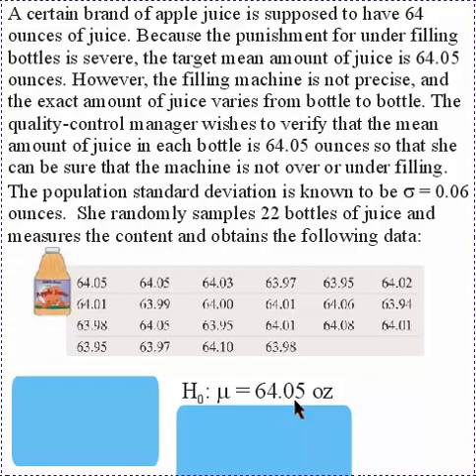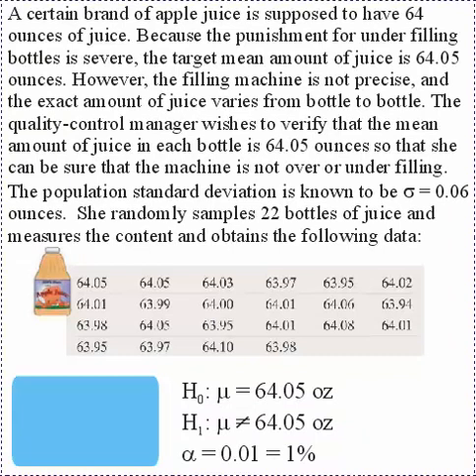Now, we don't go with the null hypothesis. What is our alternative? The alternative hypothesis disagrees with the null hypothesis. All you need to figure out for the alternative hypothesis is which inequality to put in there. Put in whichever one the researcher wants. In this case, the quality control manager needs to know if the population mean is significantly more or less than 64.05 ounces. Use the not equal.